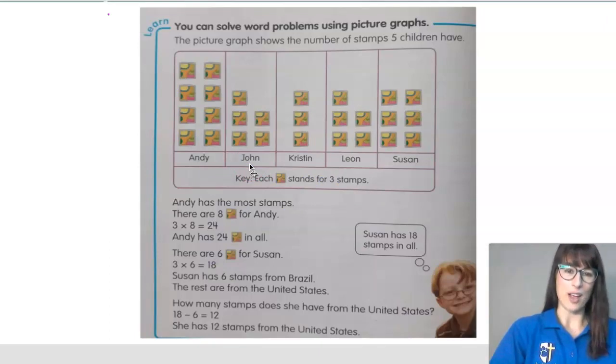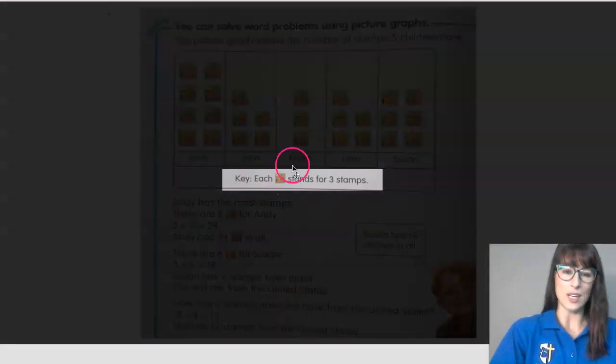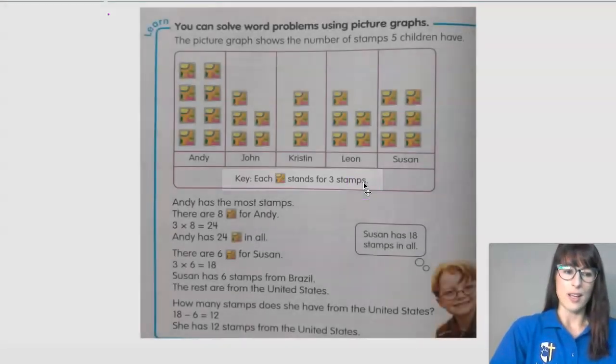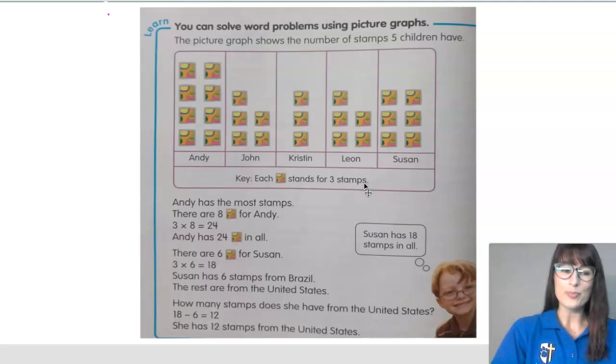Okay, here we have a first picture graph showing the number of stems 5 children have. So we have Andy, John, Kristen, Leon, and Susan. And the key, which is the most important thing to look at, says that each one of these symbols stands for 3 stems. So you know that if you're working with a picture graph, the game is that you will be multiplying, right? So to get the total of how many stems Andy has, or how many stems John or Kristen have, we have to multiply.